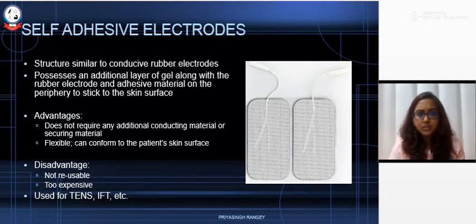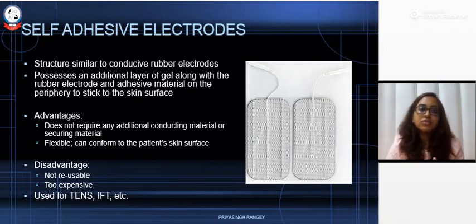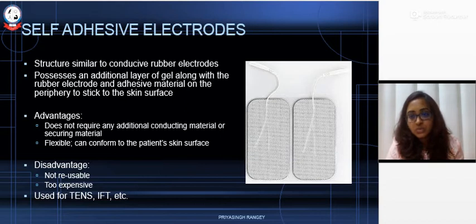The advantage of using a self-adhesive electrode is that you don't require an additional conducting material or securing material, and it is also flexible, hence it can conform to the patient's body contour. The disadvantage of using a self-adhesive electrode is that they cannot be reused.